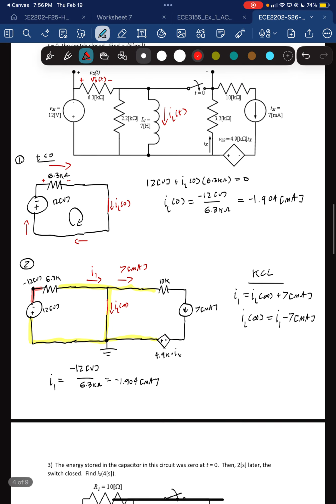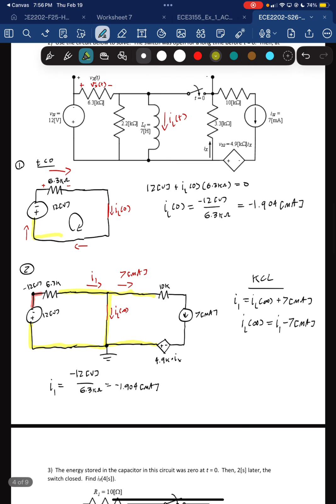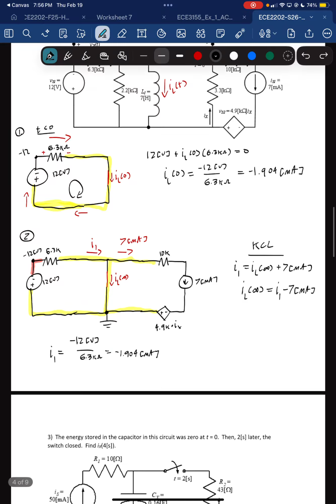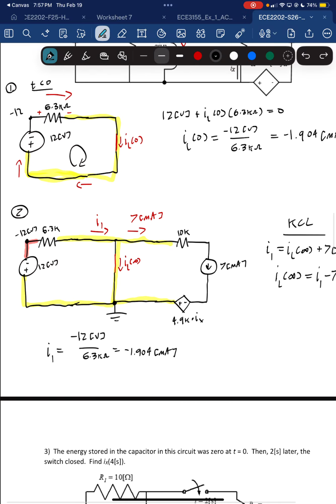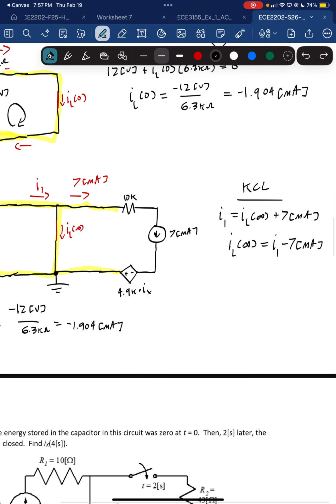And hey, let's go back to this other problem real quick. You can think of this the same way. If you made this yellow node your ground, then obviously this becomes negative 12. And so if you want to solve for this current going from left to right, it's just negative 12 over 6.3. Another way to think of it that gets you the same answer. So that's exactly what we're going to do here to solve for I1. And then we're going to plug that into our KCL.